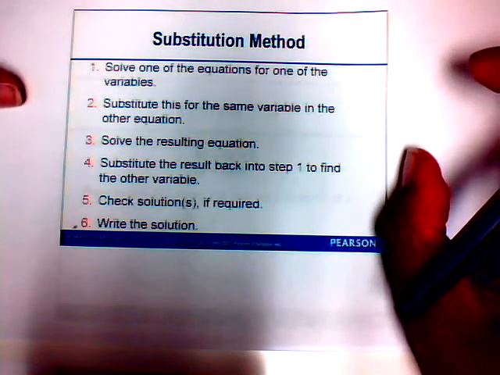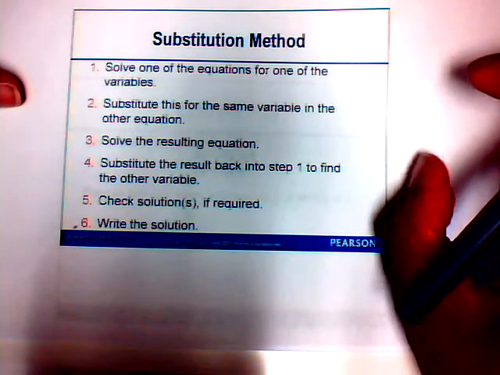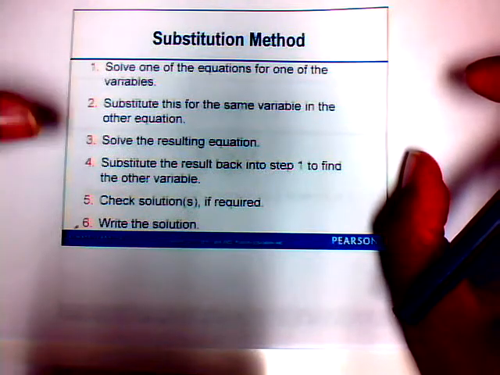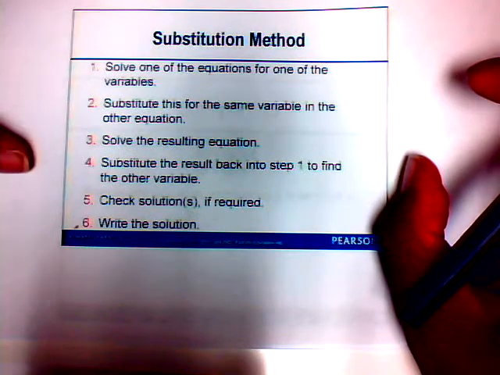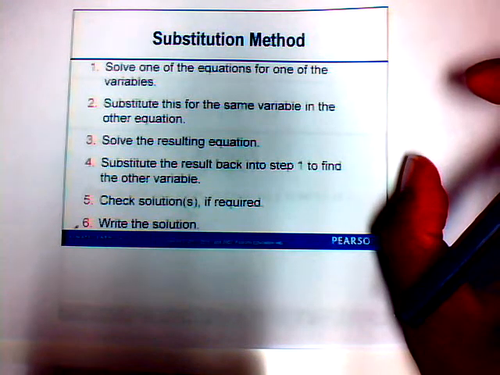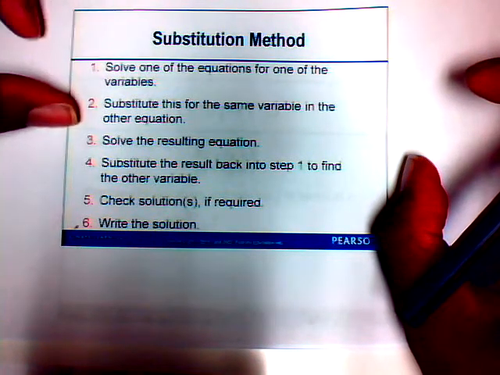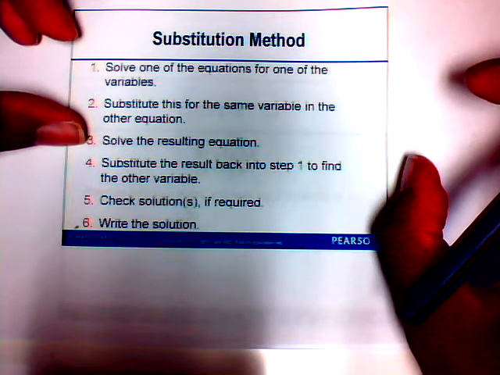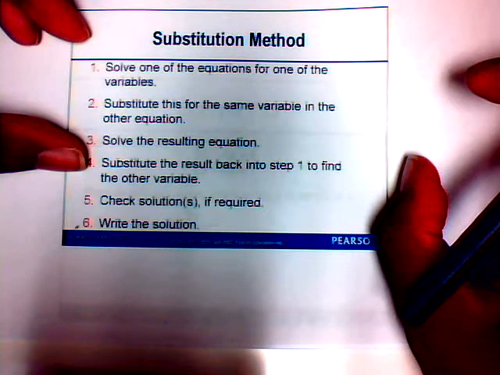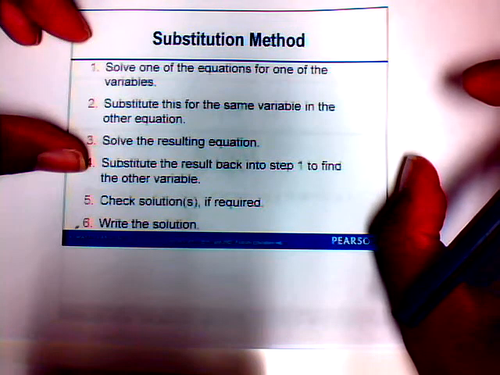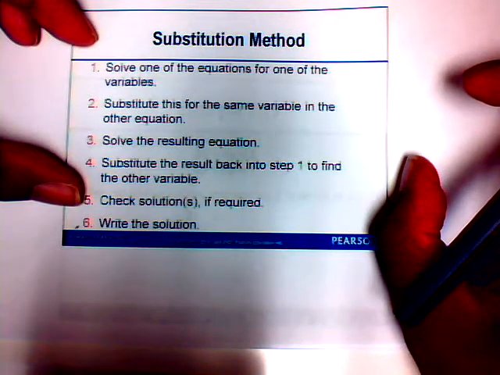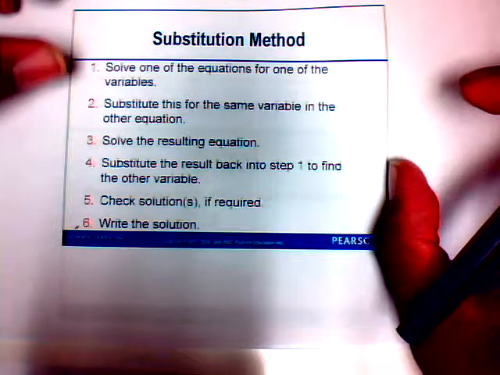Number 1, you're going to solve one of the equations for one of the variables, either the x or the y, for instance. Then step 2, substitute this for the same variable in the other equation. Then the third step, solve the resulting equation. And then you're going to substitute the result back into step 1 to find the other variable. Then check the solutions if required, and then you're going to write the solution.